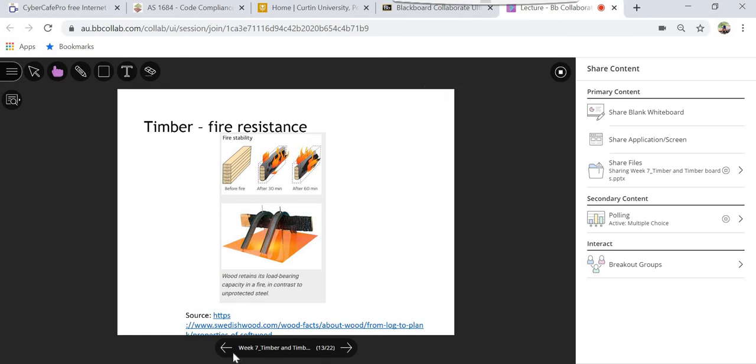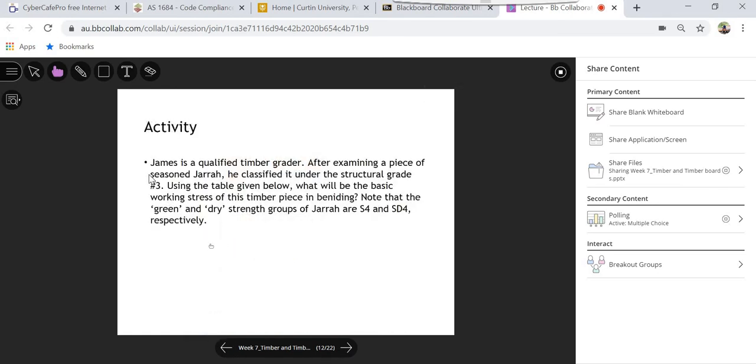Yes, green means unseasoned. Thank you for that question. Green means unseasoned, dry means seasoned. Seasoned means less moisture, so it means dry.